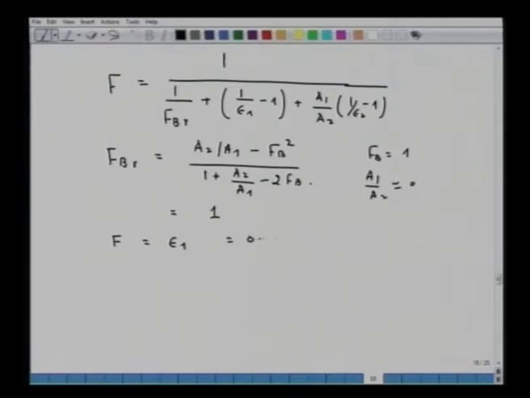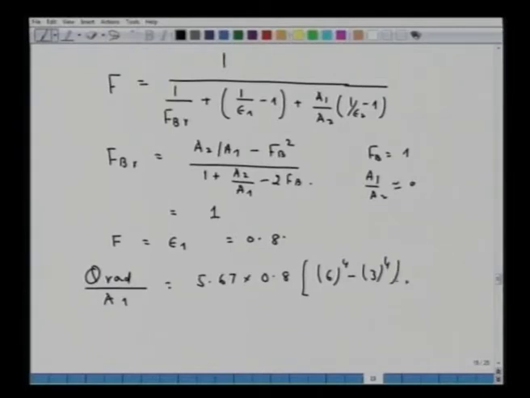and if we take the emissivity equal to 0.8, we can substitute into the formula, say Q radiation upon A1 is equal to 5.67 into 0.8 into (6 to the power 4 minus 3 to the power 4). So, that will come out equal to 511 watt per meter square. So, this is what. Now, here again just to illustrate, we can find the heat transfer coefficient by radiation.